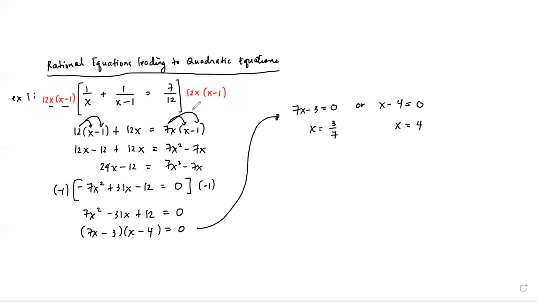So 3 over 7, when substituted here, is not 0. 3 over 7 minus 1 is also not 0. Then 3 over 7 is a solution to our equation. Now for x equals 4, 4 is not 0, so it's okay here. Then 4 minus 1 is 3, that's also not 0, so that's okay. Which means x equals 4 is also a solution to the problem. So both of these values are the solutions of our equation.